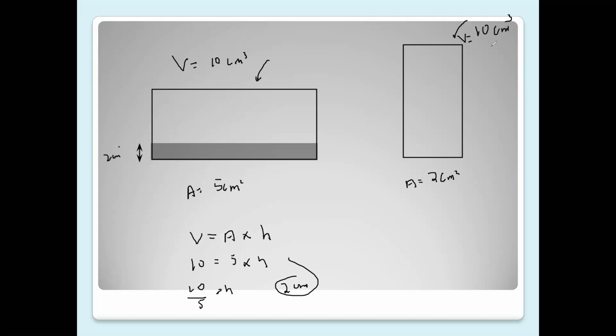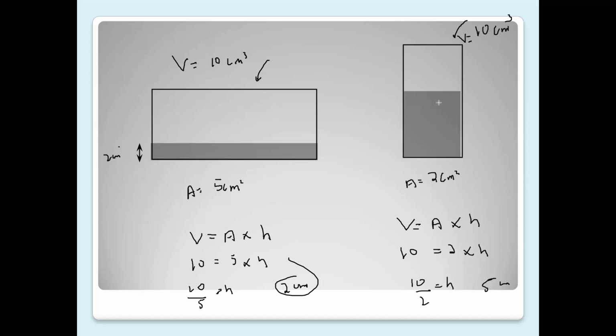Then you transfer the same amount of liquid into another container. When you transfer the same amount of liquid into another container, what will be the depth? Volume is area multiplied by height. So volume is equal to 10, area is equal to 2, and height is h. So 10 divided by 2 is equal to 5 centimeters. So when you transfer the same amount of liquid here, the depth will be 5 centimeters.